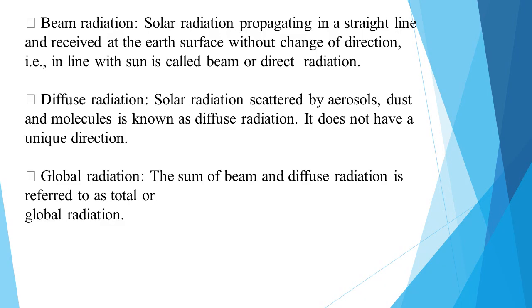Beam radiation. Solar radiation propagating in a straight line and received at the Earth's surface without change of direction, that is, in line with the Sun, is called beam or direct radiation. Diffuse radiation. Solar radiation scattered by aerosols, dust and molecules is also known as diffuse radiation. It does not have a unique direction. Global radiation. The sum of beam and diffuse radiation is referred to as total or global radiation.